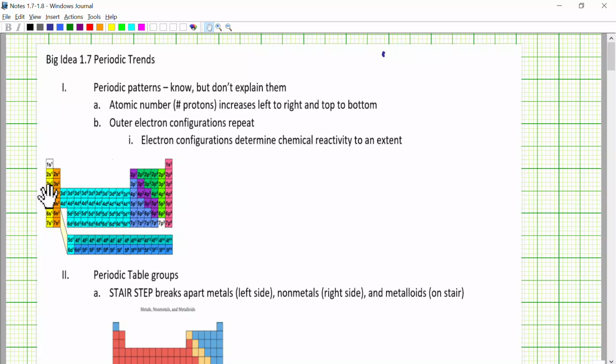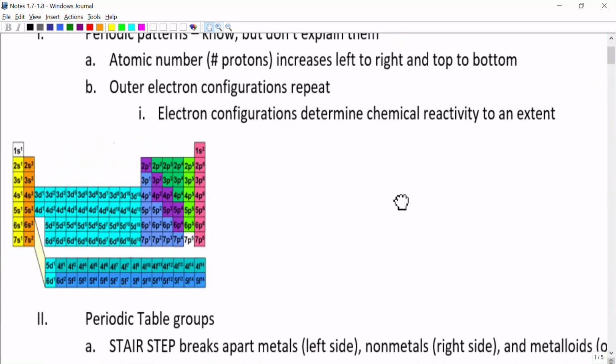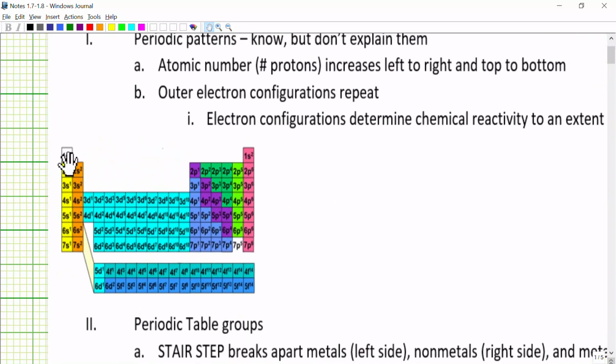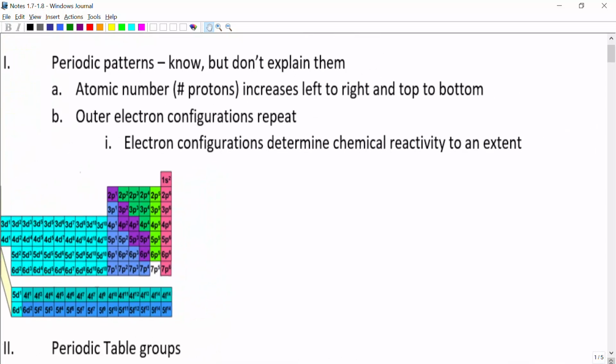So that's it. The outer electron configurations repeat. If you look at this closely, see how this is S1, S1, S1, S1, D3, D3, D3, D3, P5, P5, P5, P5. So those repeat. Atomic number, I just did that one. Electron configurations determine chemical reactivity to an extent.